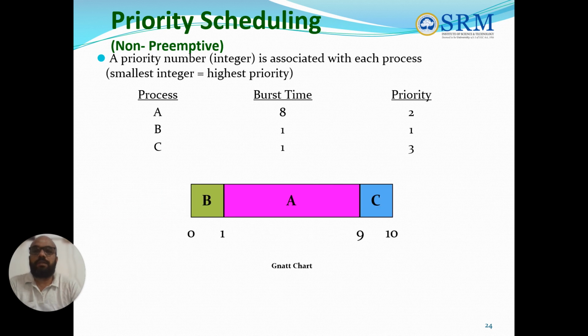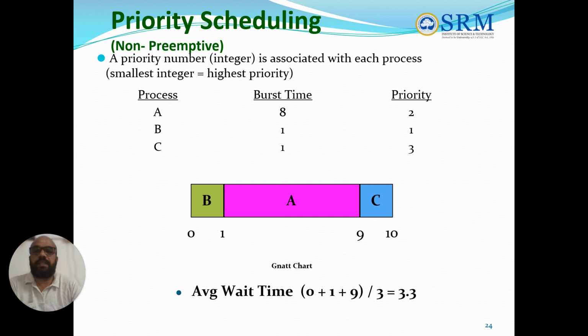So this is the Gantt chart. Since B has the highest priority, it starts execution at 0 and completes at 1. The next higher priority is A, which starts at 1 and completes at 9. The last is C, which starts its execution at 9 and completes at 10.